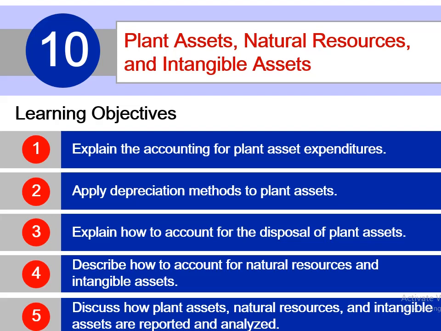So, here are five major learning objectives we will be covering for plant assets, natural resources, and intangible assets. Starting with learning objective number one, which says how to regard the plant assets, or you can say what is the accounting for plant assets expenditures.